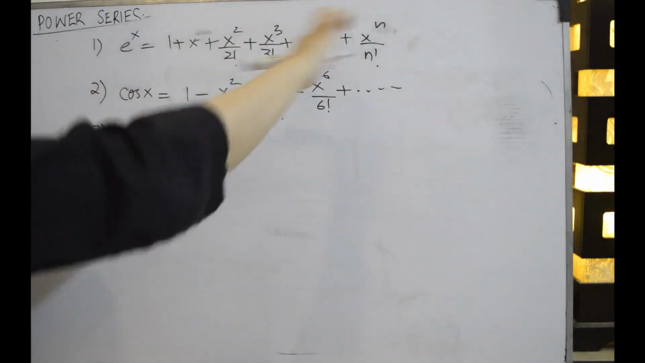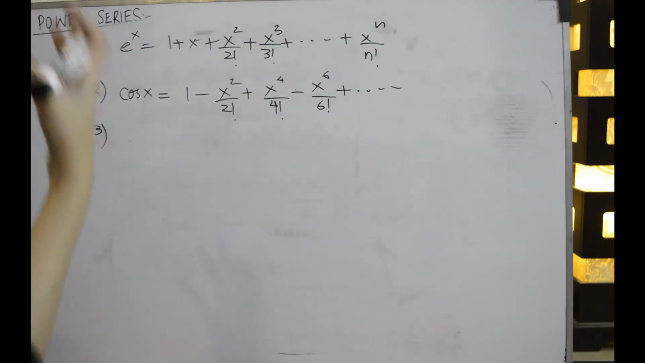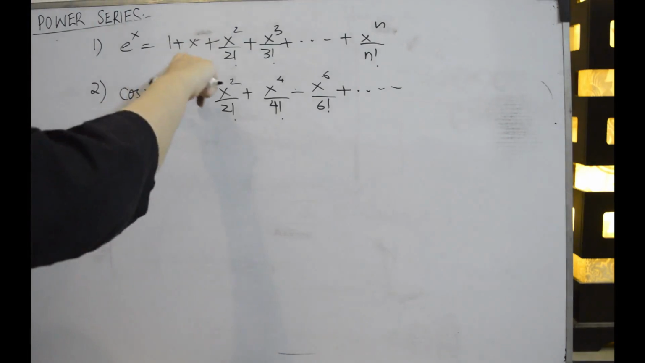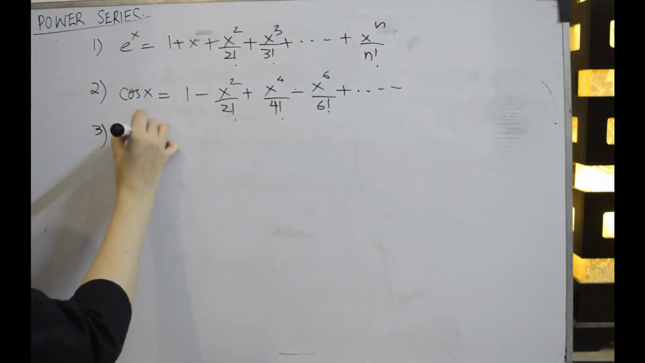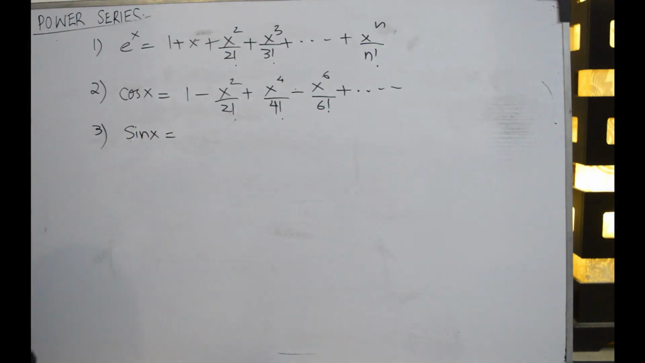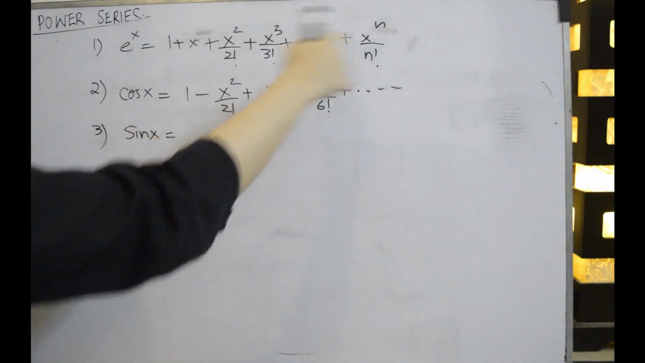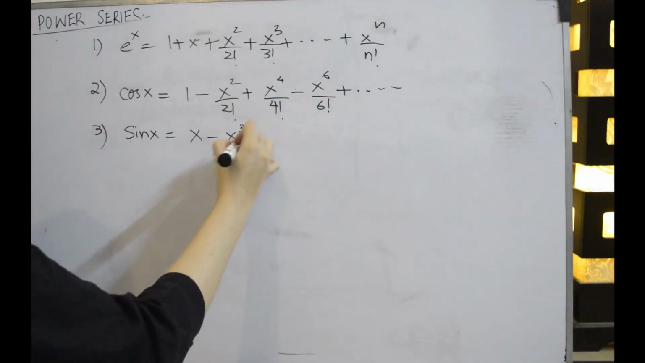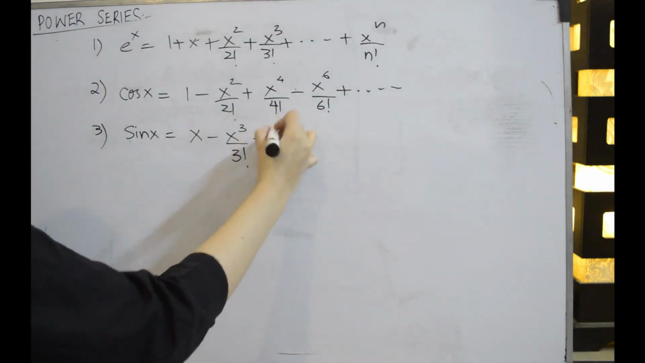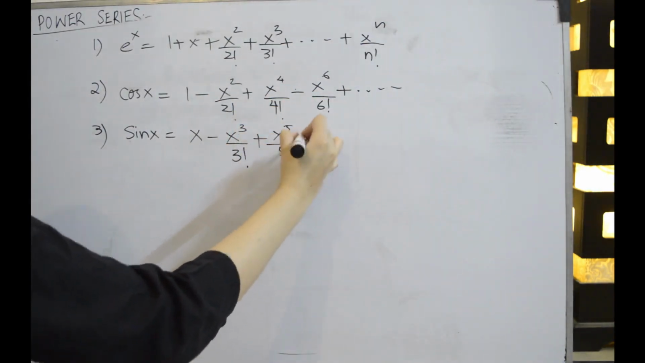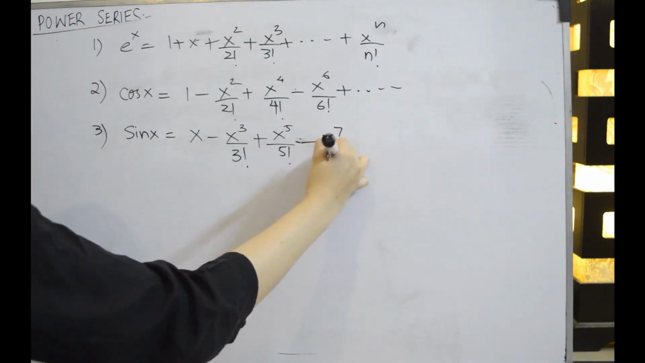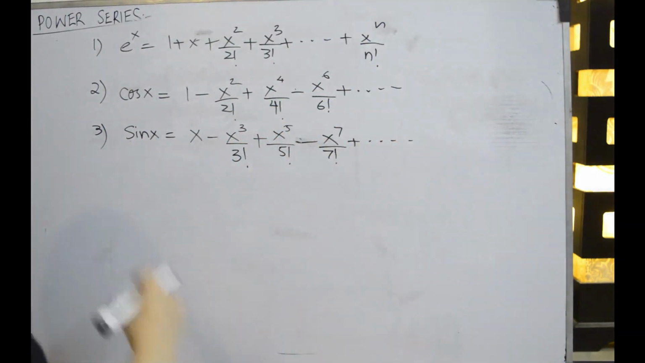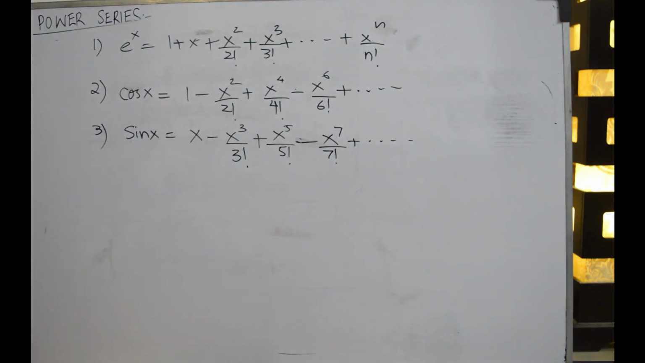And from this e to the power x, if you take the alternating signs along with the odd terms, it gives the sin x series, and that will be: x minus x cube divided by 3 factorial plus x to the power 5 by 5 factorial minus x to the power 7 by 7 factorial and so on. So these are the 3 general series of the power series.